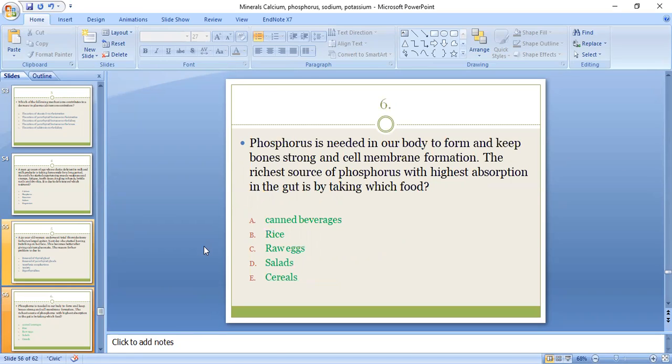A. Yes, A is the correct option, canned beverages. The richest sources along with the highest absorption is by the canned beverages and bottled beverages and other baking items.